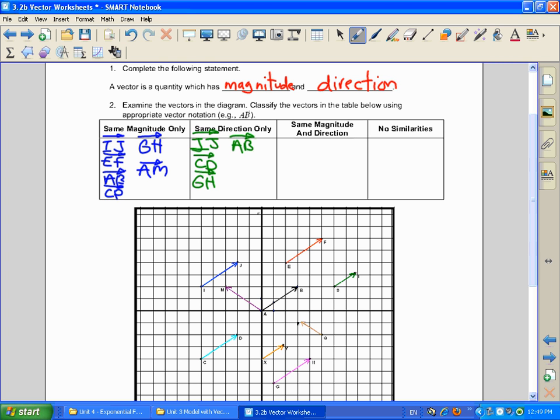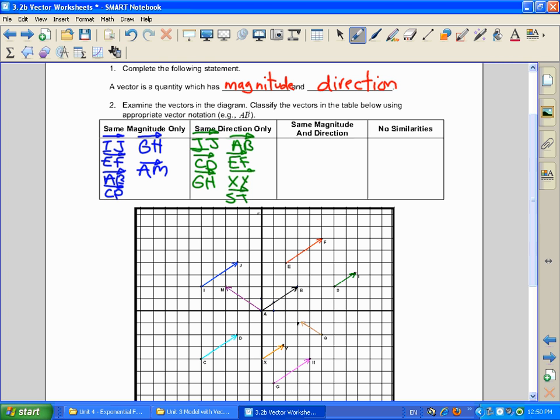So taking a look, let's look at EF. EF is the same. That's one I'm missing, with an arrow above it. And I want you to notice also, looking at this, S and T and X and Y. Although they have different magnitudes, they have the same direction. So X and Y and S and T.